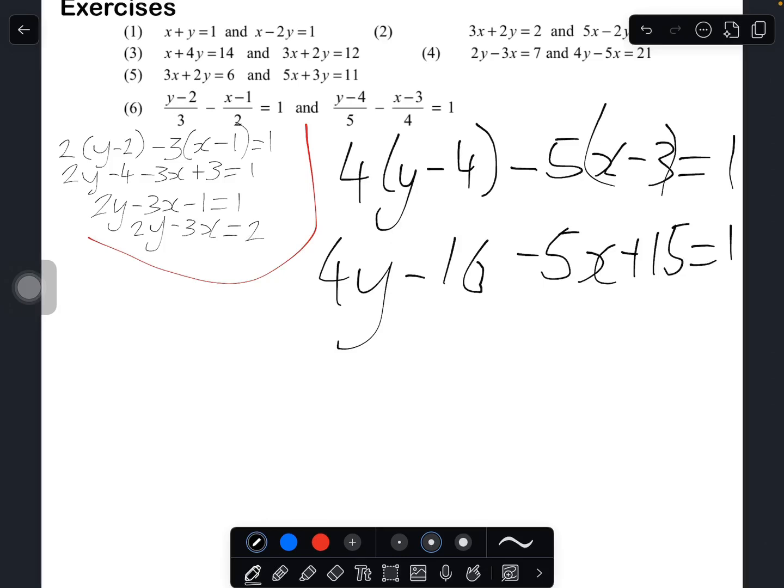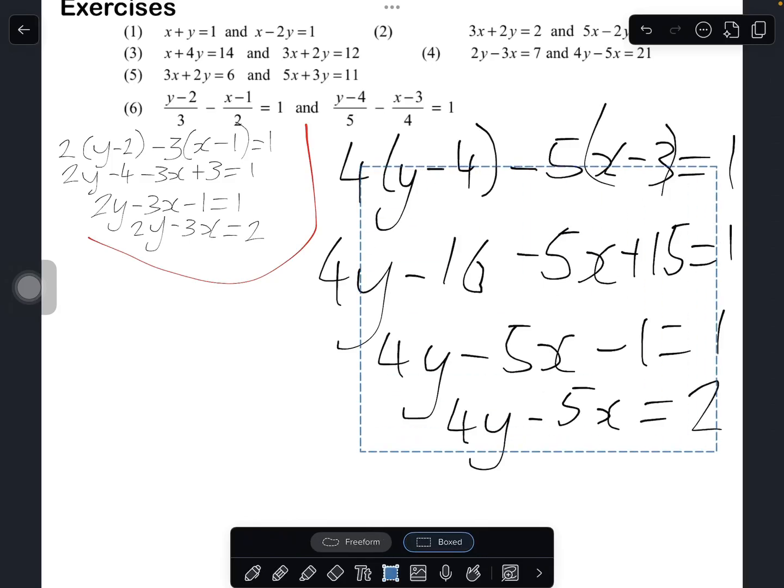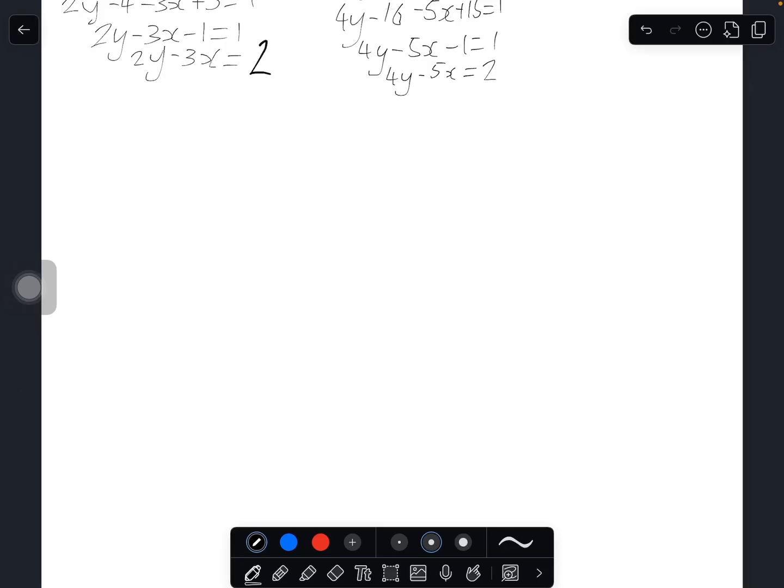And then now I will simplify this. I'll have 4y minus 5x minus 1 equals 1, and I have 4y minus 5x equals 2. Okay, so now that we have it in this form, we're only working with two equations really, and that's these two equations, because we still have the same equations, just put in different forms. Now in this different form, they're way easier to work with, right?